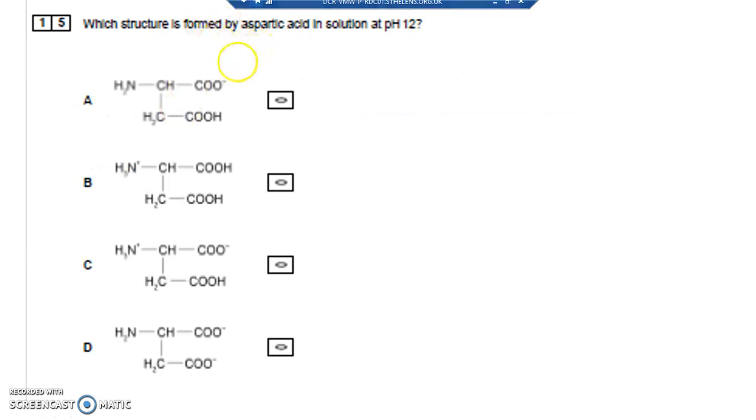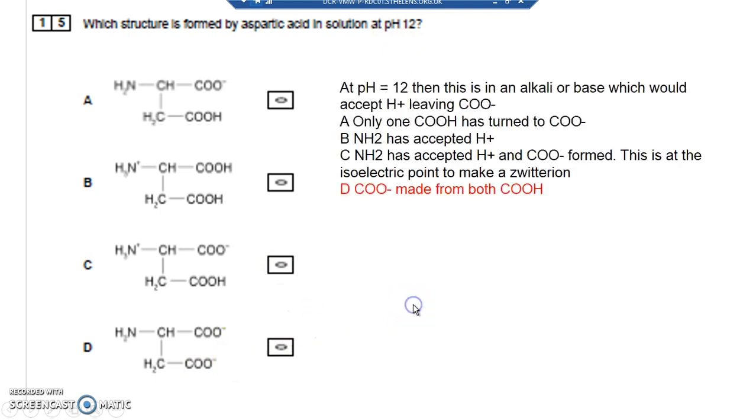Which structure is formed by aspartic acid in a solution at pH 12? Well, pH 12 is basic. A base accepts H pluses, so it's going to remove H pluses from one of these chemicals. It will remove H pluses from the COOH and leave COO minus. So that's correct. The problem is that I've got another COOH here which isn't affected. So both of them will be affected, especially in such a highly basic solution as pH 12. So I'm looking for 2 COO minuses. My answer is D. So this will remove an H plus from both of these carboxylic acid groups.